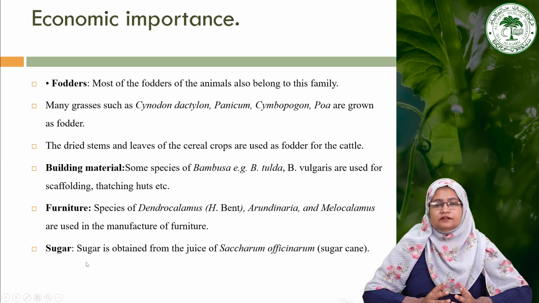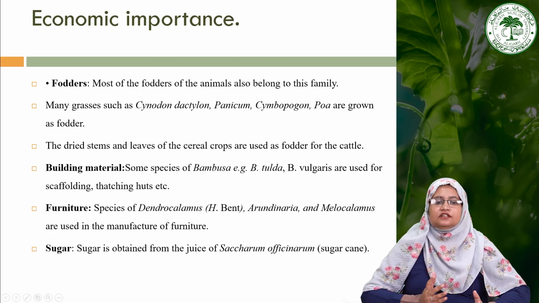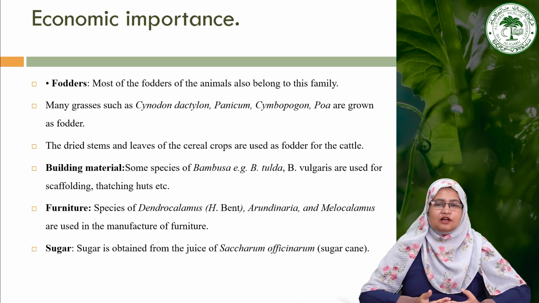Besides these, the main sugar producing plant also belongs to the family Poaceae, that is termed Saccharum officinarum, also called sugarcane. So the sugar that is obtained from the juice of Saccharum officinarum also comes from the Poaceae family. So you can see our staple food is also coming from the Poaceae family.